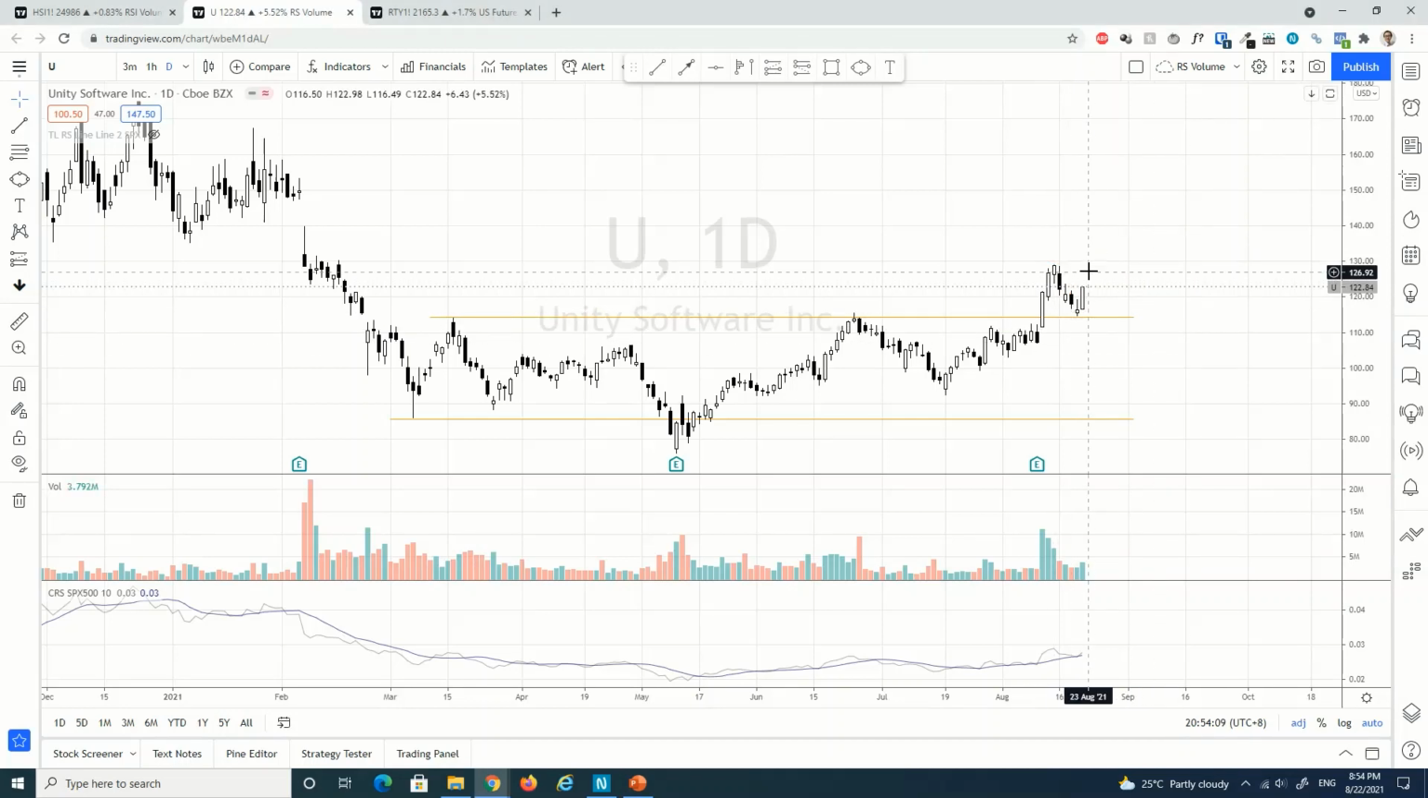Okay, this is Unity. I think that's all for the US stocks.